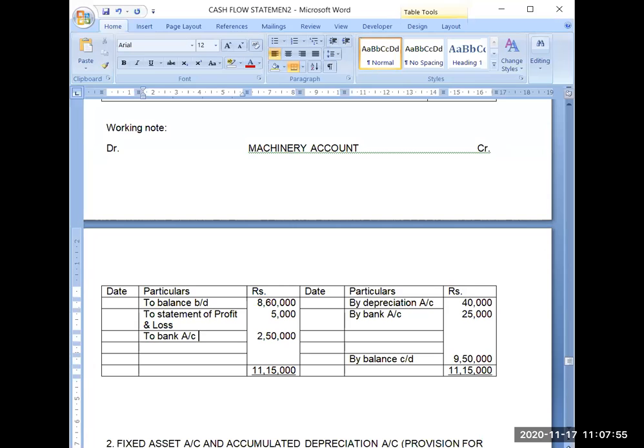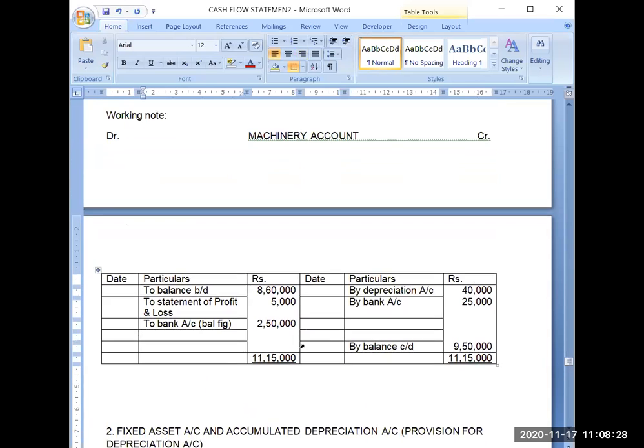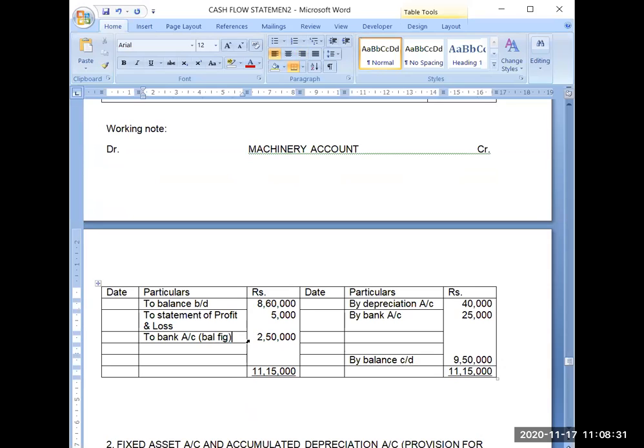And you can also see practically that my opening balance was 8,60,000 and closing balance is 9,50,000. That means my machinery is increasing. So an increase in any fixed asset account will be only because you have purchased some machinery or fixed asset. So it is the balancing figure, 2,50,000, and that is actually the purchase of machinery. So now purchase of machinery will be an outflow and sale of machinery will be an inflow.